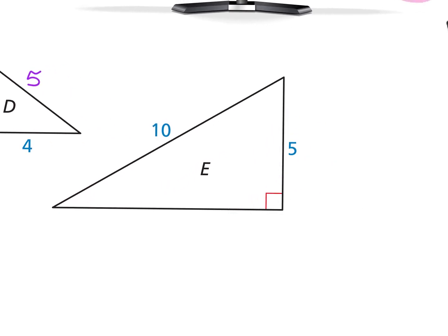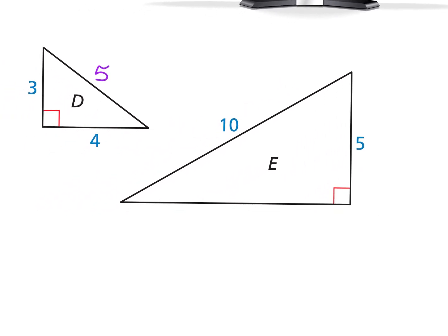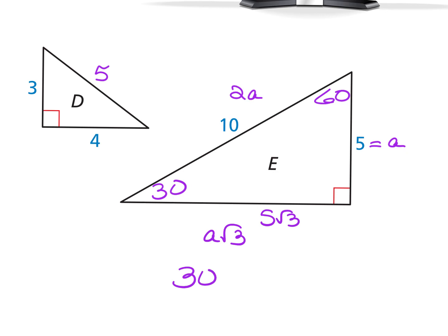And then the last one, this is the hypotenuse, which we're memorizing as 2 times a, because if 5 is a, then double that would be the hypotenuse, and then this side would be a root 3, so this would be 5 square root 3. So this would have been the 30, this would have been the 60. So yes, this is a special right triangle. It's a 30, 60, 90.